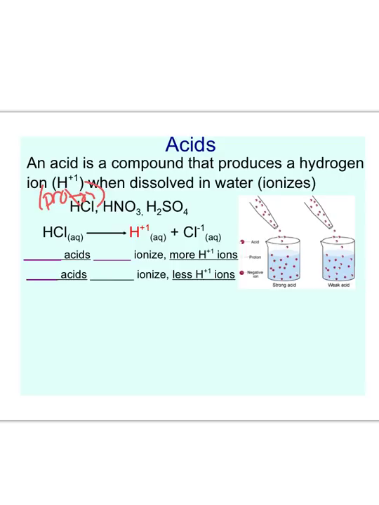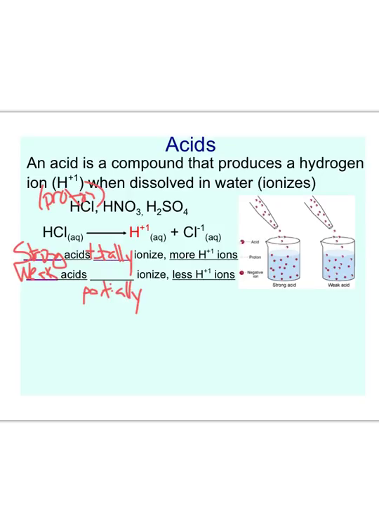There are different types of acids. Here we have strong acids, which are going to totally ionize. And then you're going to have weak acids, which are going to partially ionize.